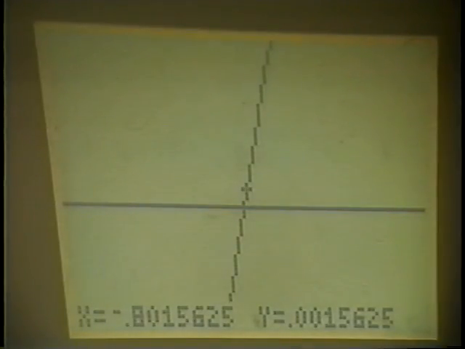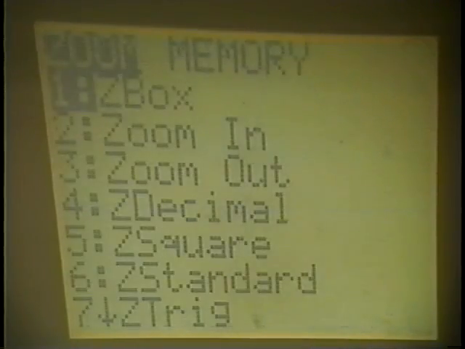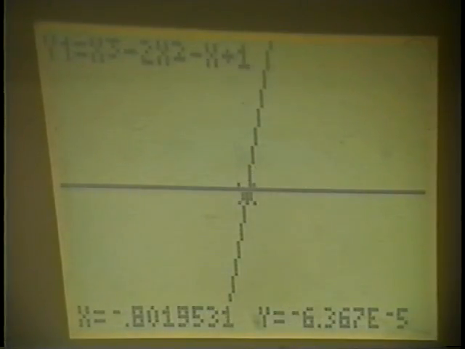And I keep adjusting the trace. I hit trace, and I want to get a little closer to the root. And again, zoom 2, enter. It keeps blowing it up, and when I see that the flashing point is not where it should be, I move it. It seems close enough here. So I hit again, zoom 2, enter.